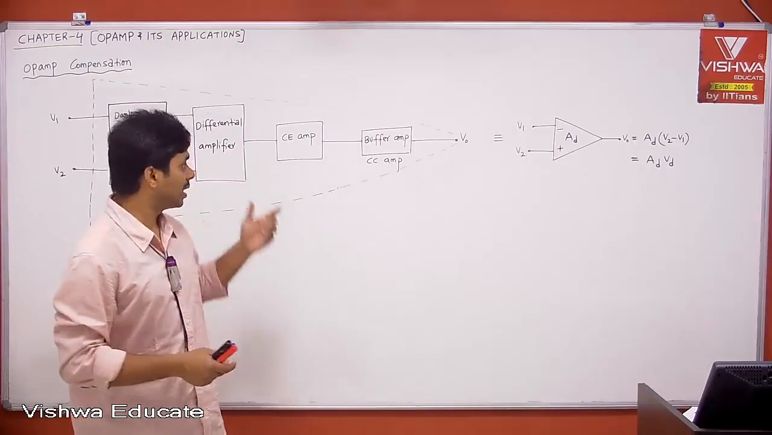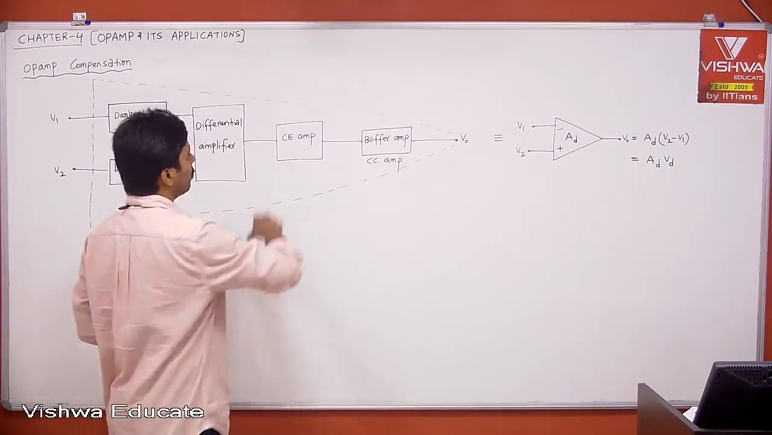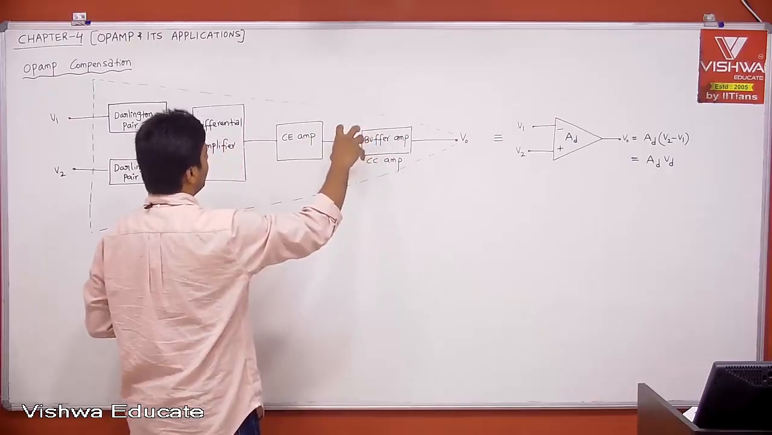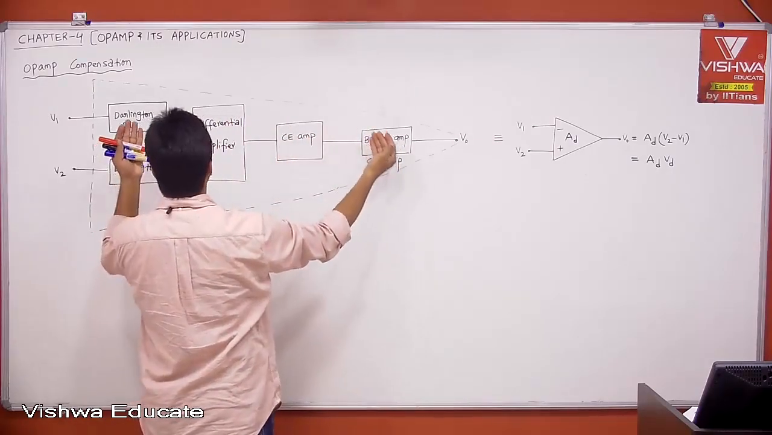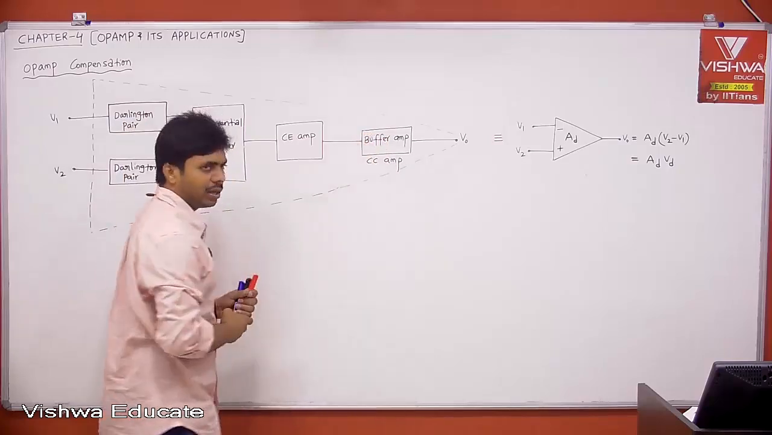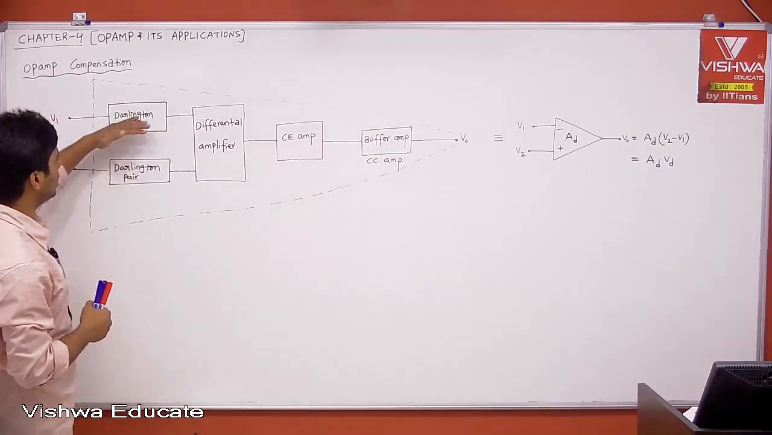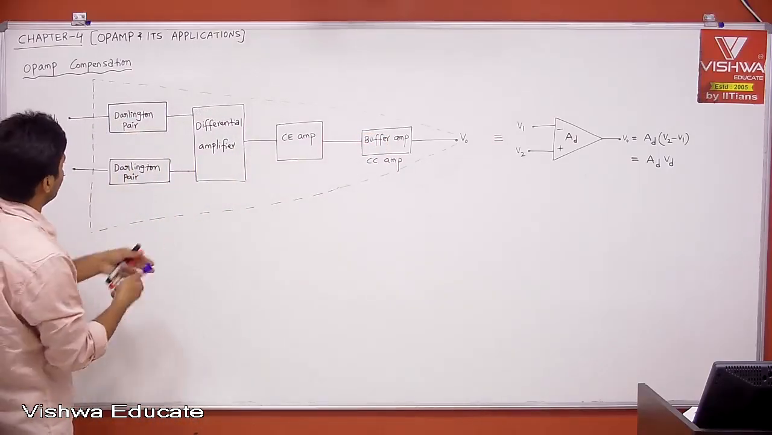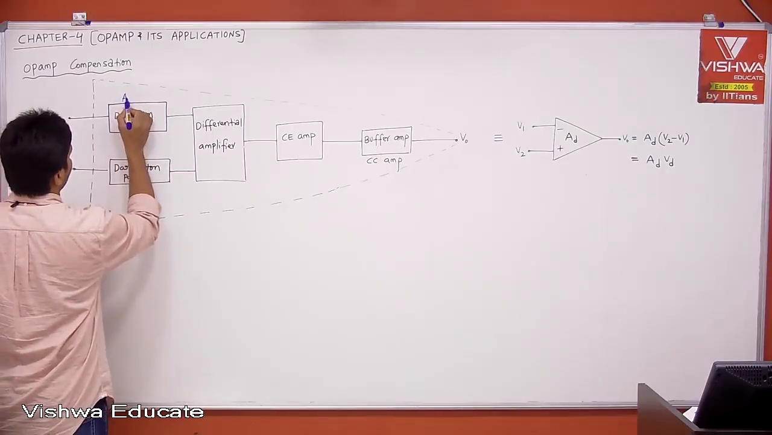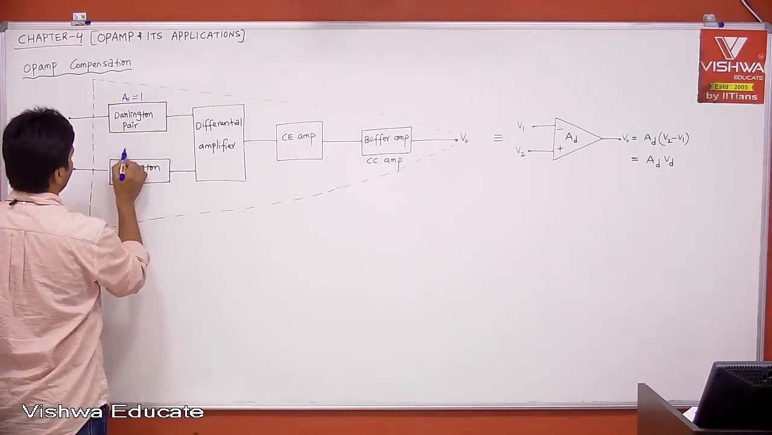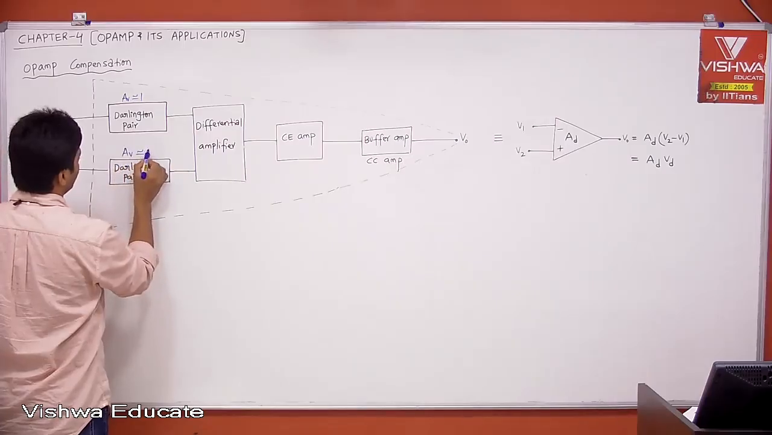Even if that gain is not enough, what to do? You put one more CC amplifier, then your gain will be this gain into this gain into this gain. But you will not get any gain from the Darlington pair and then the CC amplifier. Why? What is the voltage gain of the Darlington pair? That is 1. Because this is a CC amplifier, therefore the voltage gain is approximately equal to 1. Here also the voltage gain is approximately equal to 1.